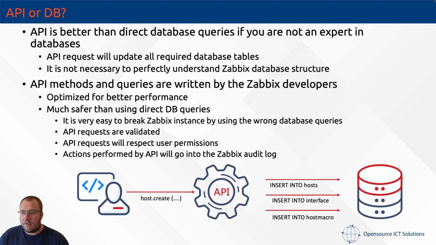With direct database queries, you must craft those queries one by one yourself. And in order to do so, you need a very good understanding of the database structure, which can be a challenge. So I prefer the API. Not only for not playing around with the database, not understanding what's going on, but also performance. And of course, the validation, etc., that is done by the API, which is not done by the database queries.